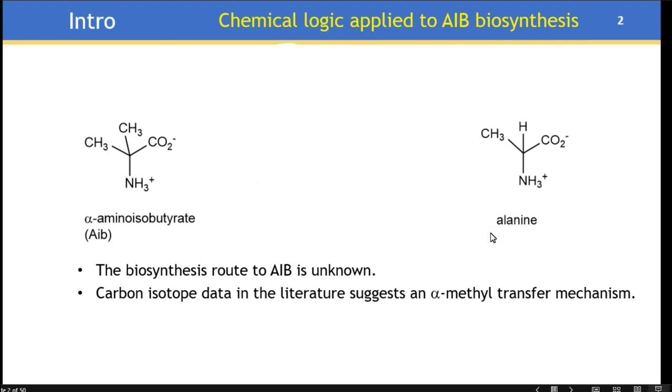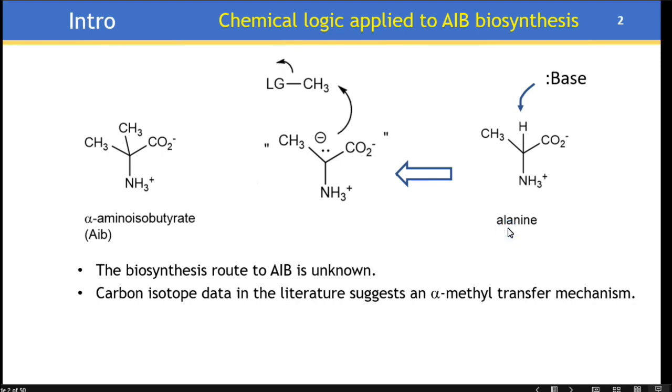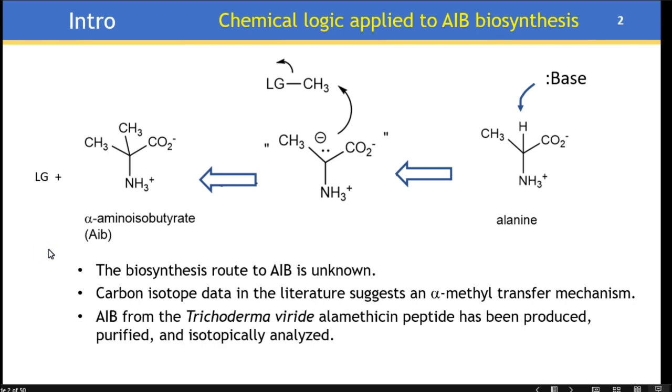My look at the literature, in particular the carbon isotope data that I'll tell you about, suggests an alpha-methyl transfer mechanism, which the organic chemist would illustrate with curved arrow notation, pulling off the alpha hydrogen, making a carbon anion, carrying out an SN2 substitution, kicking out the leaving group to add the methyl group to the alpha carbon. So later in the seminar, I'll tell you about how we made the alamethicin peptide from Trichoderma in the lab, isolated the AIB, and studied its isotopic content.